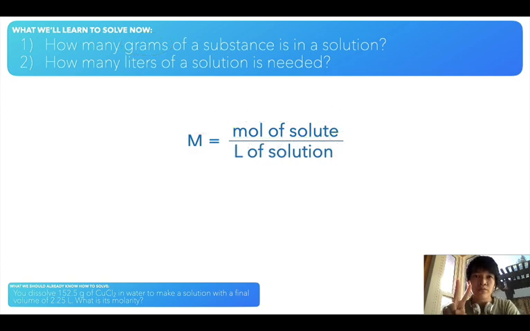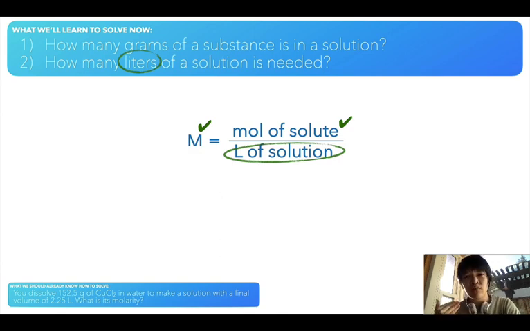Number 2, we should be able to calculate liters of solution needed. Now, in this problem, we should be solving for this part of the equation. And that means the problem is going to tell us molarity and moles of solute. We need these two things in order to solve for liters of solution. And if the problem doesn't give us these two things, that means it would be impossible to calculate liters of solution. So basically, whatever the problem is asking you to solve, it should be able to give you the necessary things that would be able to solve the problem.